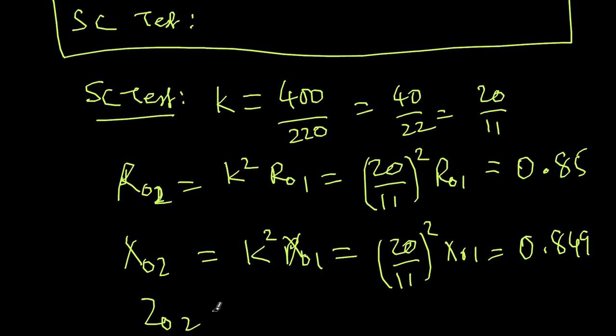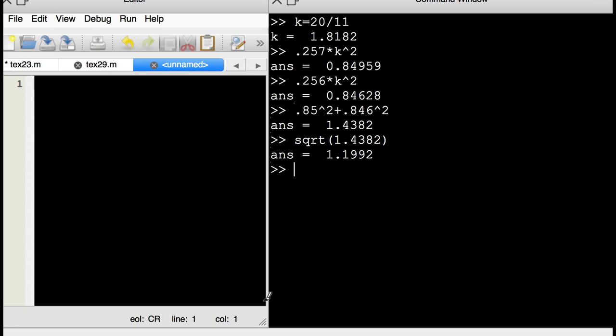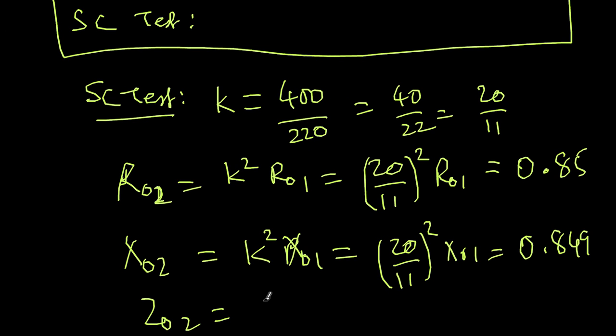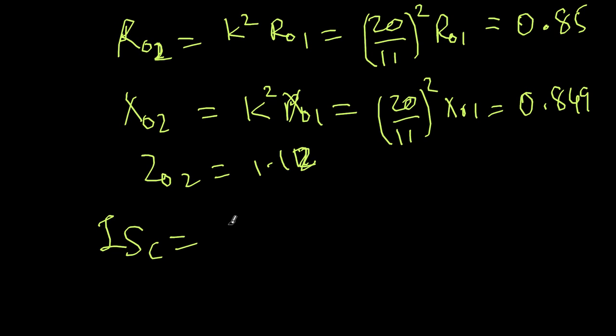Then what is Z02? Z02 will be the square root of 0.85 square plus 0.846 square. So 1.12 I am getting. This is Z02, that is 1.12. Now that I have this, what is the short circuit current? The short circuit current will be the rating, 4 kVA, divided by 400 volts. That is 10 amperes.